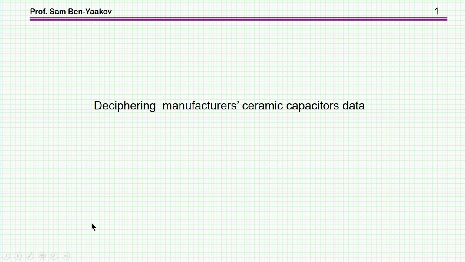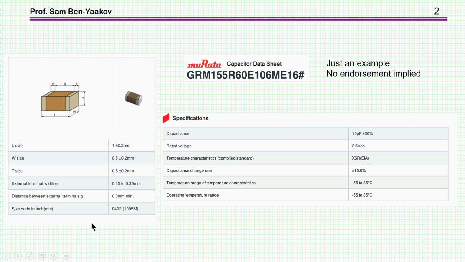Hi, I'm Ben-Yaakov. This presentation is entitled Deciphering Manufacturers' Ceramic Capacitors Data. I've taken an example here. This is just an example, no endorsement implied, of a Murata ceramic capacitor. This is a 2.5 volt capacitor, 10 microfarad, and the material is X5R. This is just for demonstration.